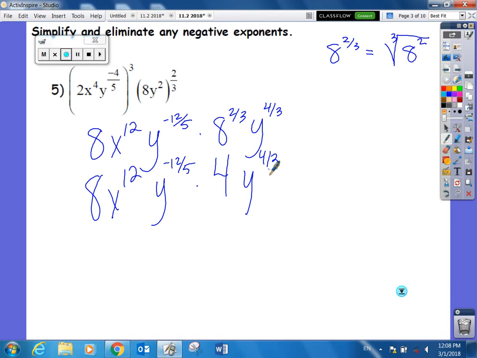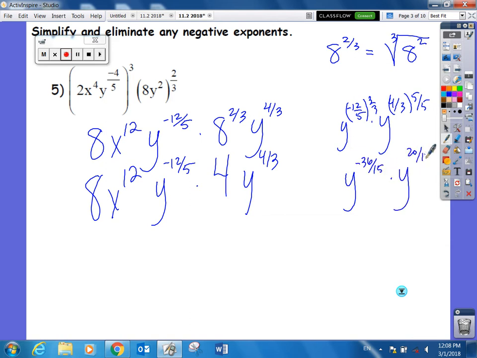I like to multiply like bases and add the exponents. I think that's easier than trying to figure out when I subtract whether it goes to the top or the bottom. So I would get a common denominator first. So over here, this is going to be negative 12 over 5 times 4/3. So this needs to be multiplied by 3 over 3. And 5 over 5. So this ends up being y to the negative 36 over 15 times y to the 20 over 15, which gives us y to the negative 16 over 15.